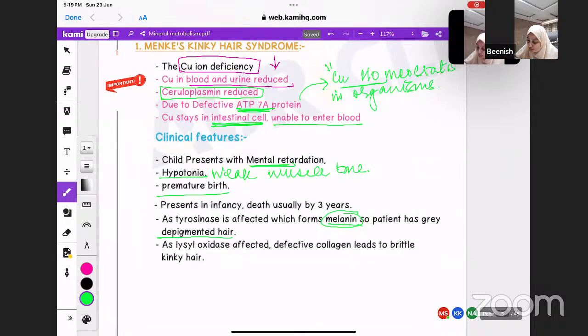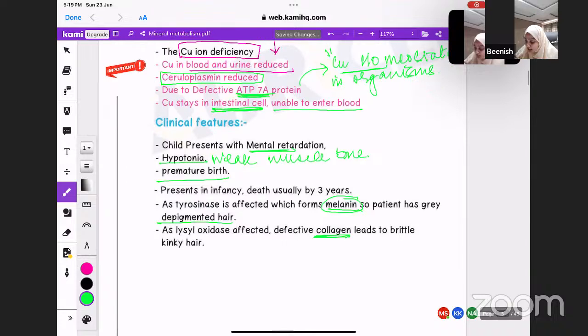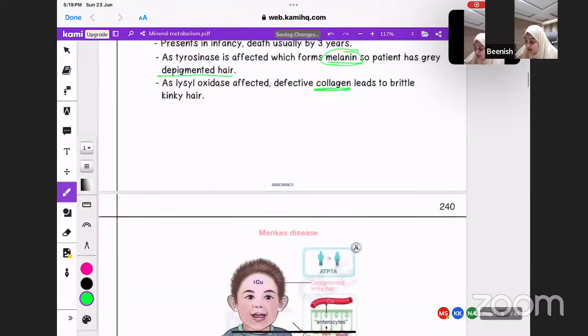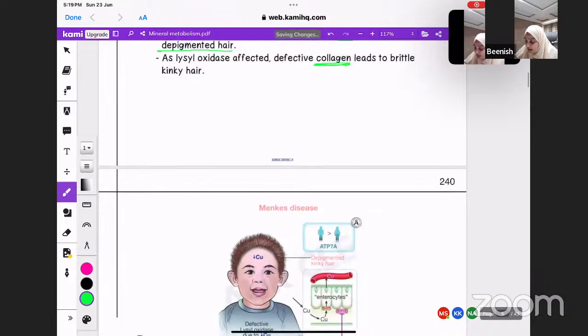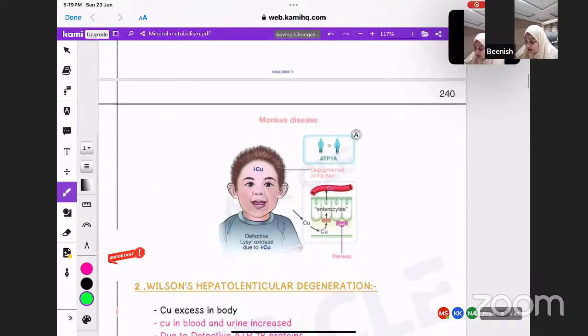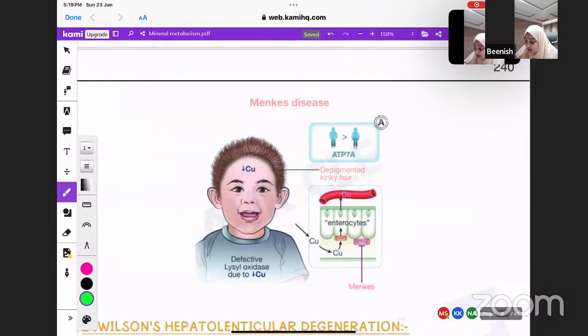And lysyl oxidase is affected, so you will have defective collagen, which leads to brittle, kinky hair. You can see here in this diagram, depigmented kinky hair is also because of lysyl oxidase being defective. You have defective collagen, and then there is accumulation of copper in intestinal cells.